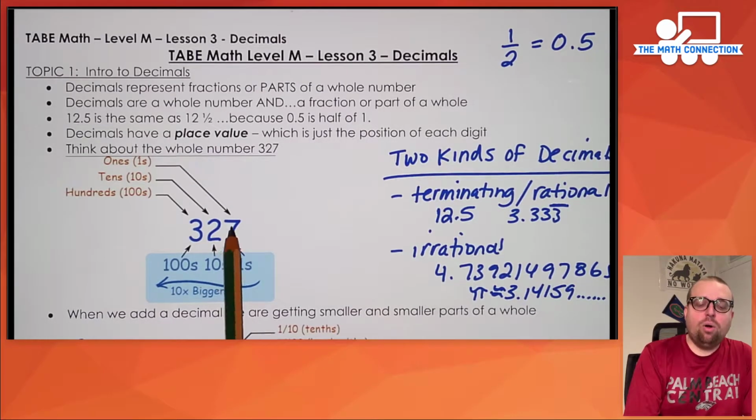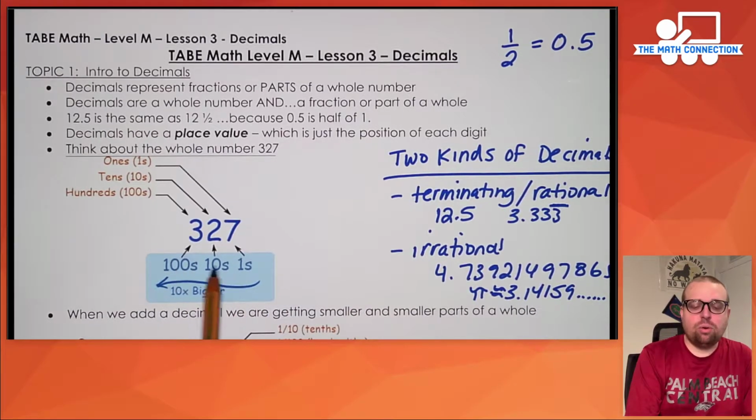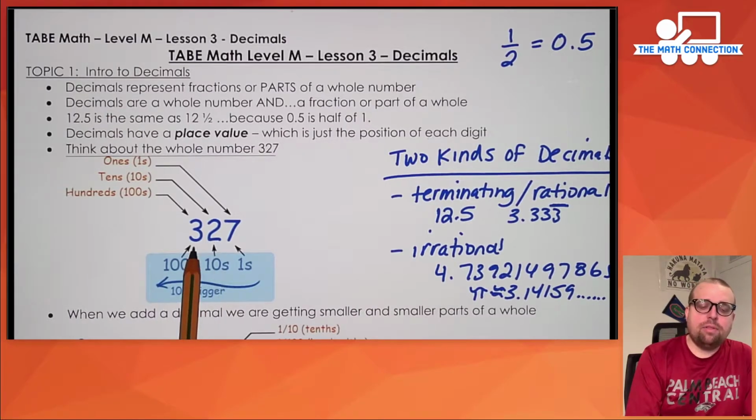If you look at a whole number, this doesn't have any decimals. It's just a whole number, 327. We covered this, I think, in a previous lesson. But the 3 here is in the hundreds place, the 2 is in the tens place, and then the 7 is in the ones place. So those are our place values.